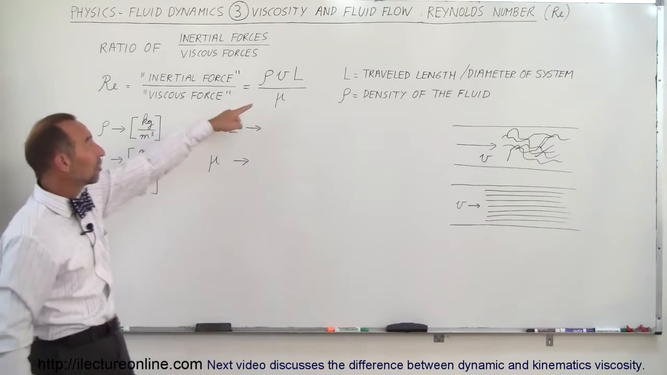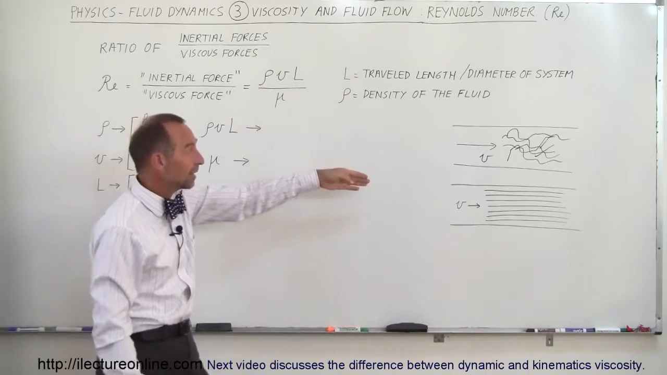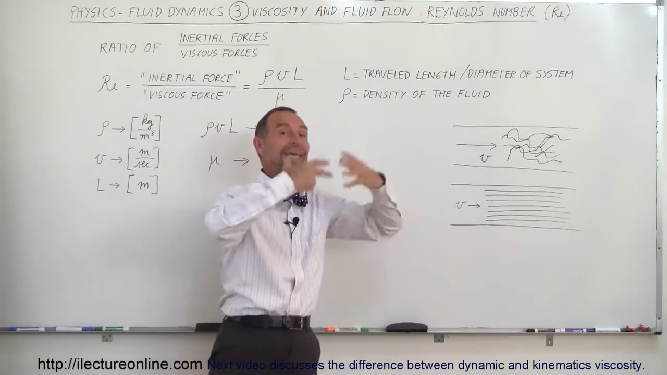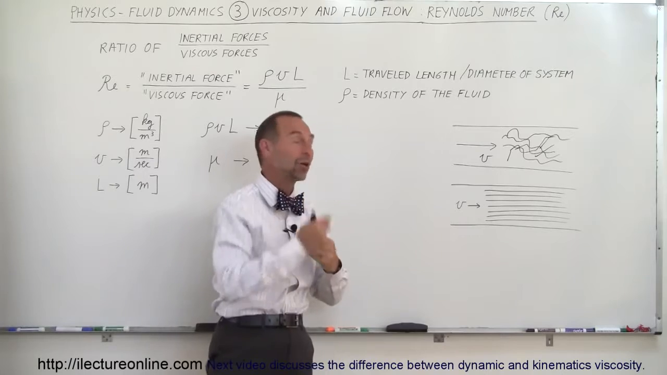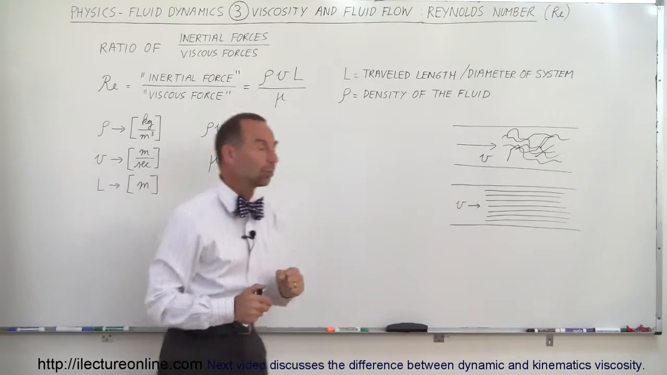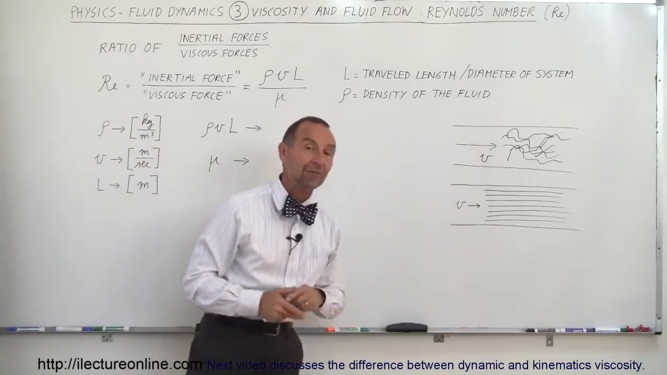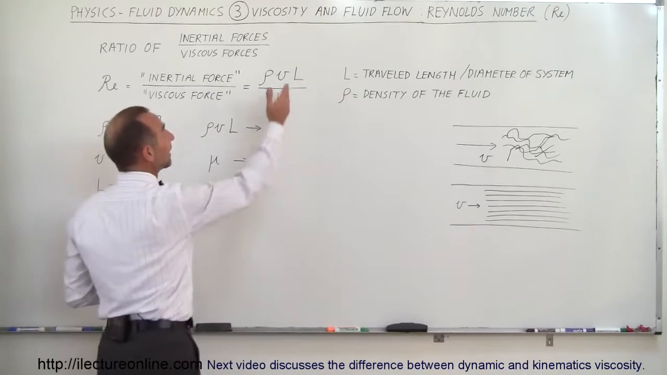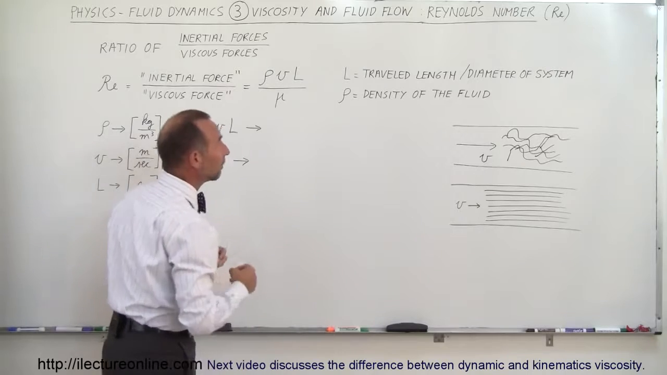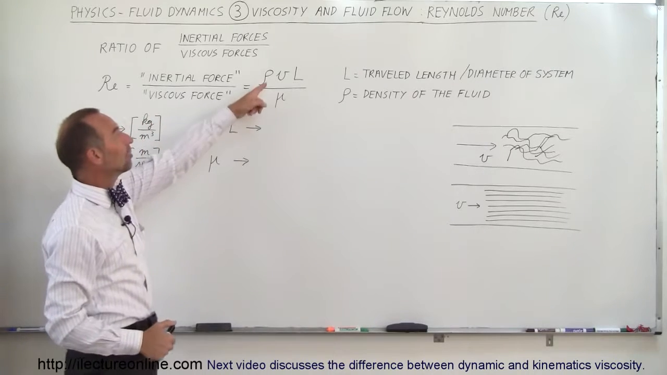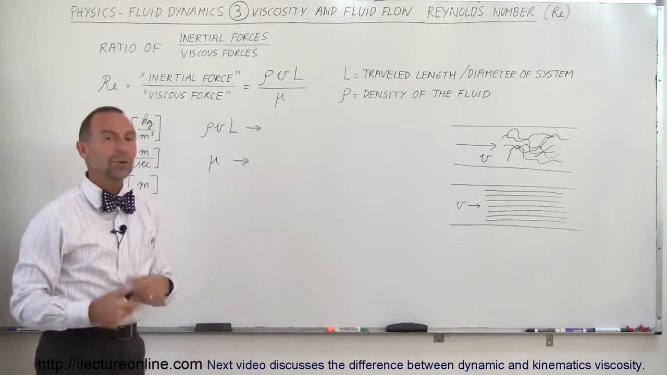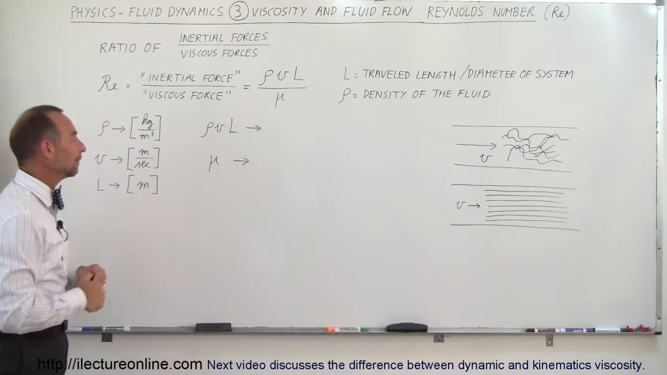Notice one of the factors in there is velocity, which is indicated here. Larger velocities tend to increase that ratio, therefore increase that Reynolds number, more likely to have turbulent flow. When V is small, that ratio is smaller, you're more likely to have laminar flow. Also notice that the length of the pipe is important, the density of the liquid, and of course in the denominator we have the coefficient of viscosity.